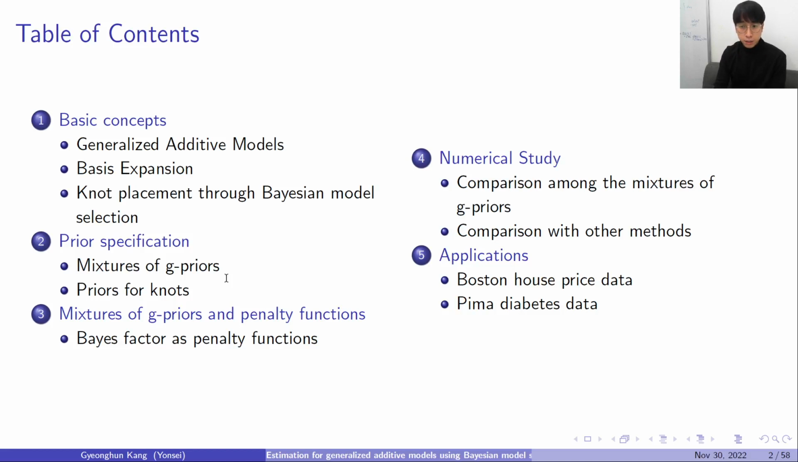In the second section, we're going to introduce our prior specification, and also we're going to touch on the mixtures of G-priors and explain the differences among those in terms of penalty functions. And we're going to end this presentation with numerical study and applications. Right.